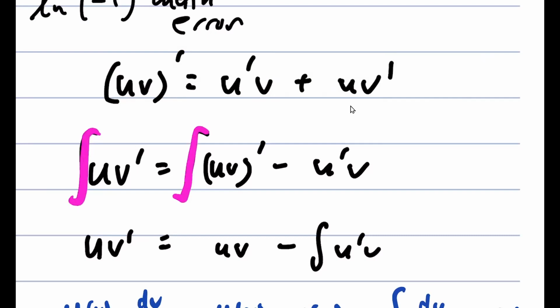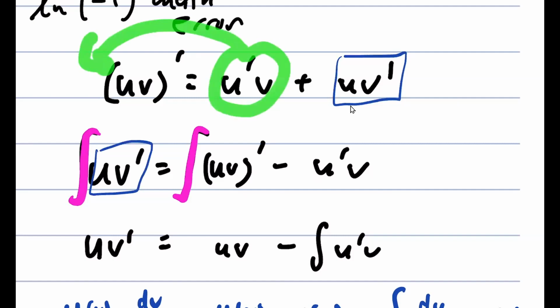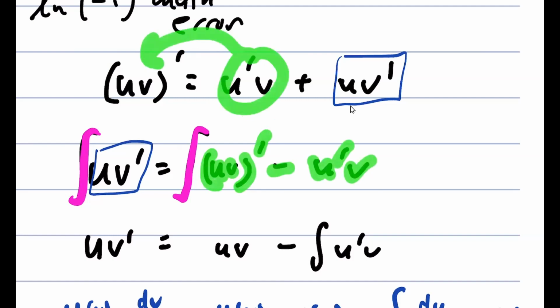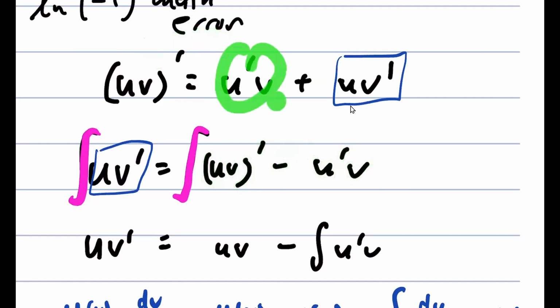Integrate both sides. But wait a minute, maybe I should do it more slowly. Sorry. What I did was I made uv prime the subject. Can you see? So I can bring this term over, then it becomes a minus. So (uv)' minus u'v. This one I bring over, that's why we get a minus.